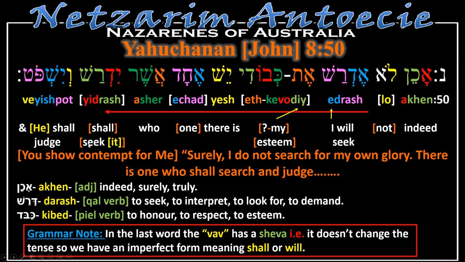Yidrash, shall seek, and I've added it, because of course the yod makes it imperfect. Anyway, ve yish pot, and he shall judge. When there's no pronoun, we can usually insert he. And because we have a vav at the beginning, we get the grammar note down here. And the last word, the vav, has a shavah. Therefore, it doesn't change the tense. So we have an imperfect form meaning shall or will. So he shall judge.